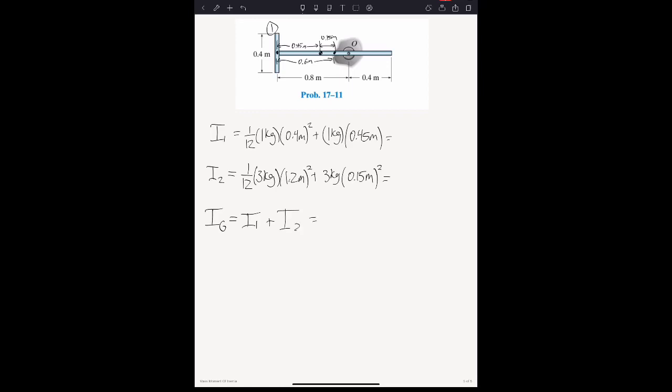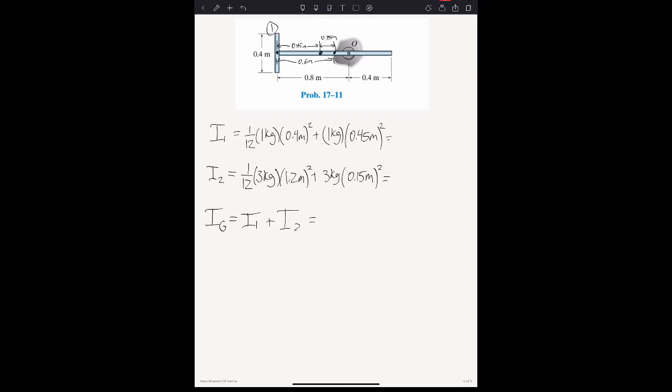I'll throw that all into my calculator, because why not? Just to see if I can. 1 divided by 12 times 1 times 0.4 squared plus 1 times 0.45. Oops, got to square that. There's an error in my first formula. Let me bring your attention to it. The first formula, this one, the distance is always squared. Okay? So let me get rid of that. Put the squared back on.